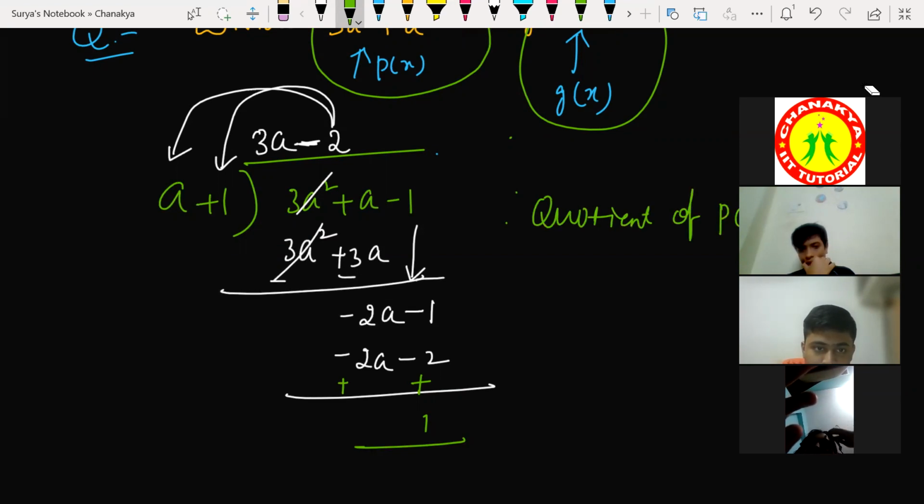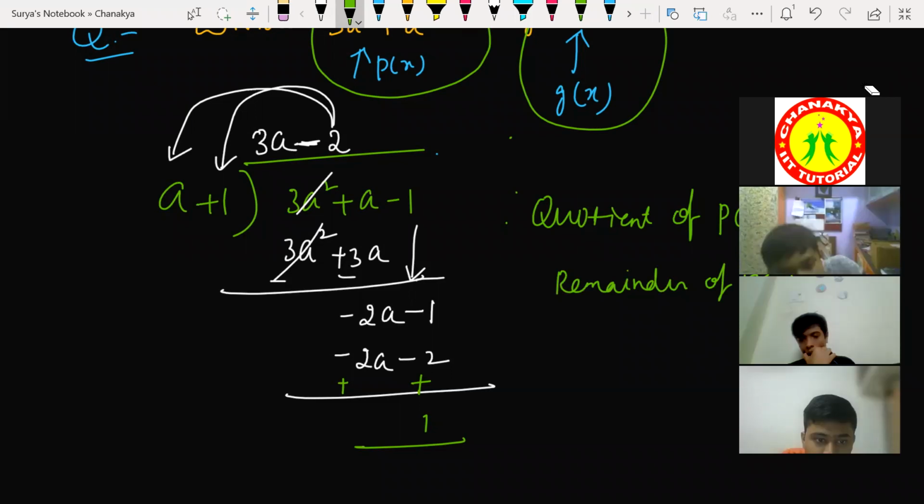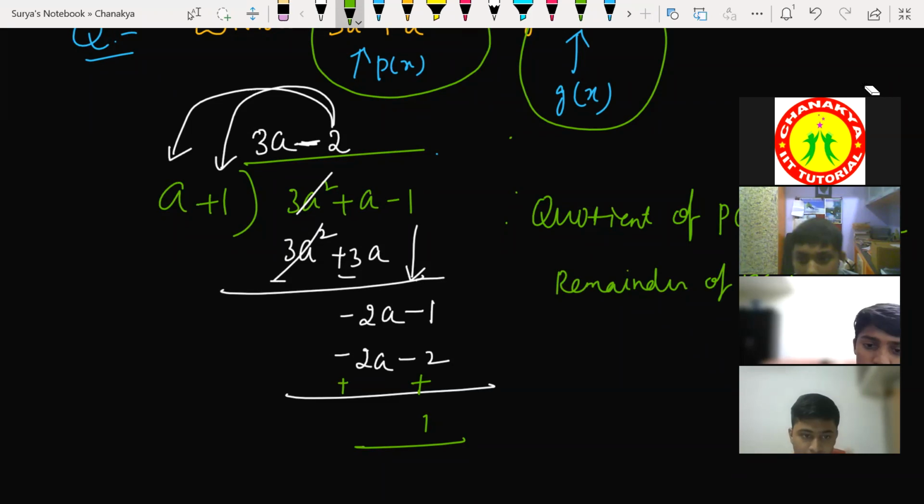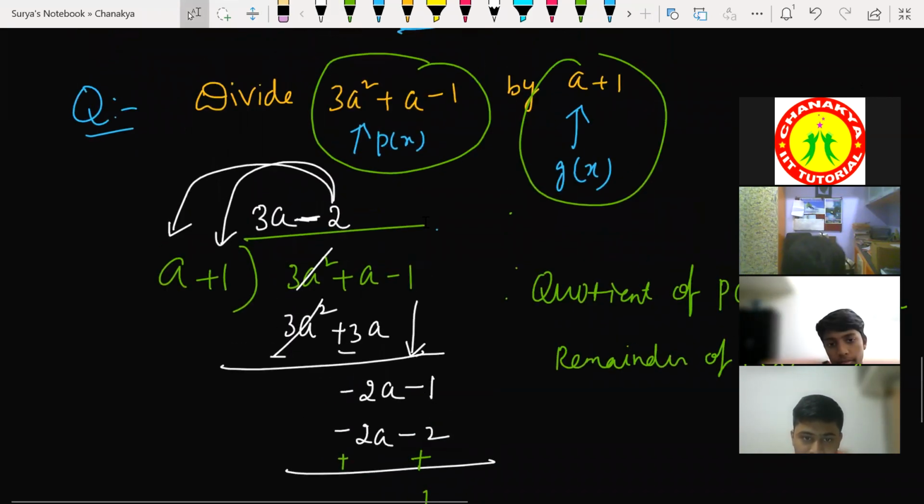What is the quotient of P of X, and what is the remainder of P of X? The quotient of this P of X is 3a minus 2, and the remainder is 1. This is the concept of the remainder theorem. All right.